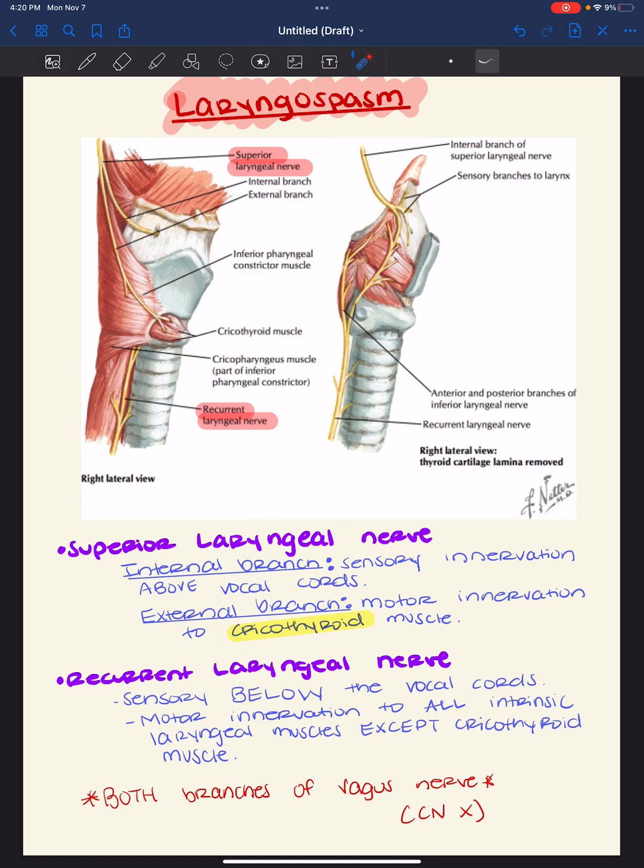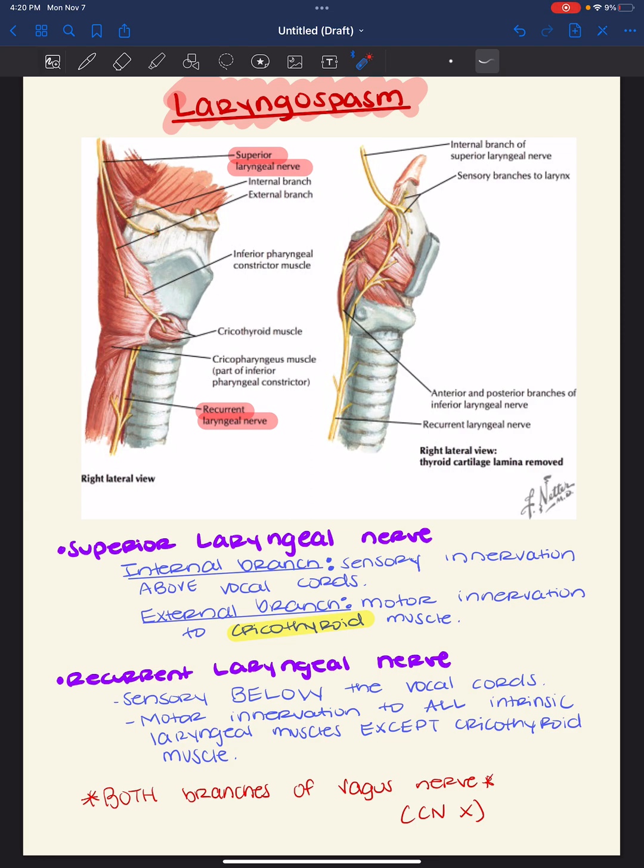Hey guys, so today I'm going to be talking to you about laryngeal spasm. So I'm going to go over two nerves. The first nerve that I'm going to be going over is the superior laryngeal nerve. If you look at the picture at the top, the superior laryngeal nerve is this nerve over here. And it actually has two branches. It has the internal branch and then it has the external branch.